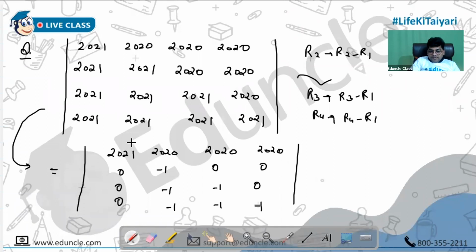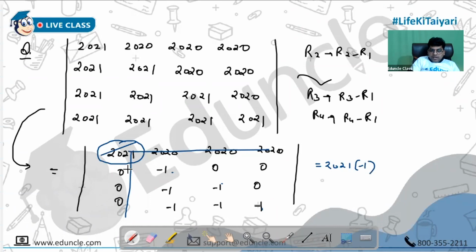See, if you take this one, 2020, the determinant of this one is only minus 1, minus 1, minus 1. This is an upper triangle, lower triangle matrix. The answer is: the determinant is minus 1. Yes or no?